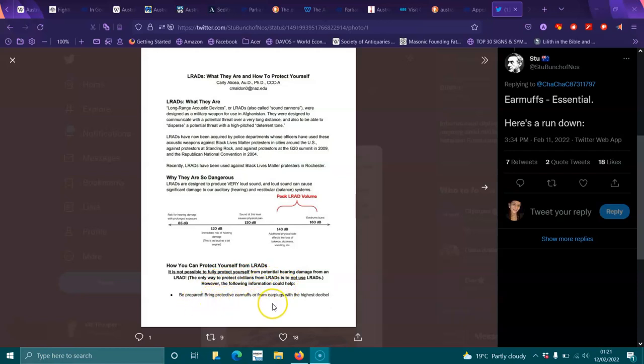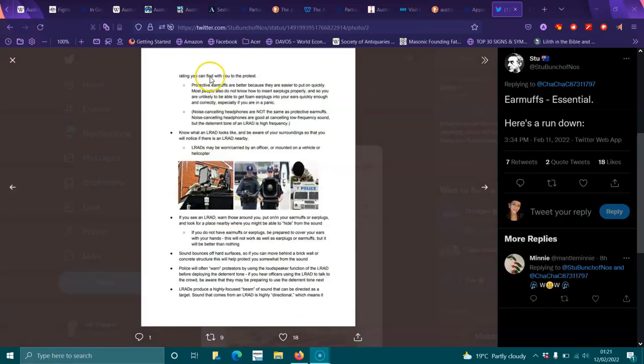Be prepared. Bring protective earmuffs or foam earplugs with the highest decibel rating you can find to the protest. Protective earmuffs are better because they're easy to put on quickly. Most people also do not know how to insert earplugs properly, so you're unlikely to be able to get foam earplugs in your ears quickly, especially if you're in a panic. Noise cancelling headphones are not the same as protective earmuffs. Noise cancelling headphones are good at cancelling low frequency sound, but the deterrent tone of the LRAD is high frequency.